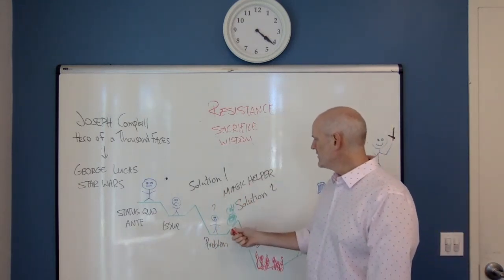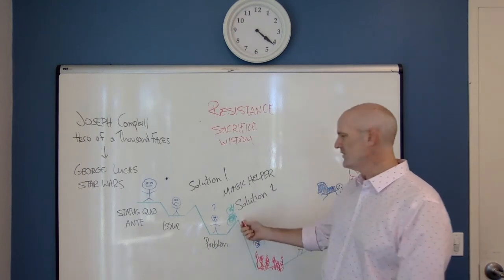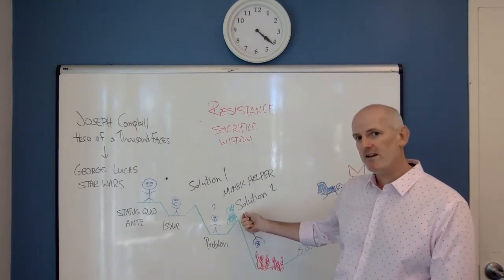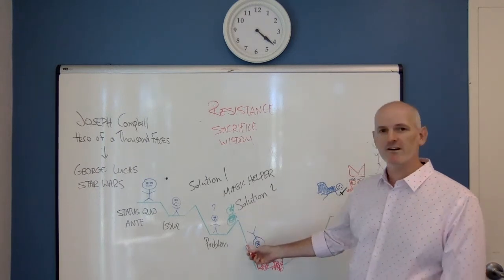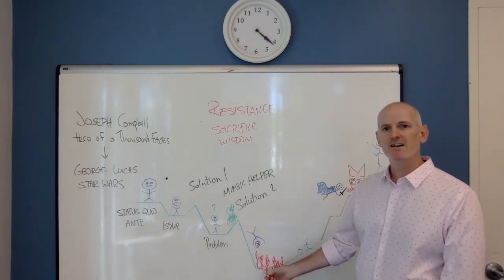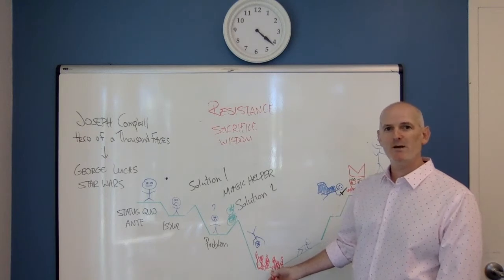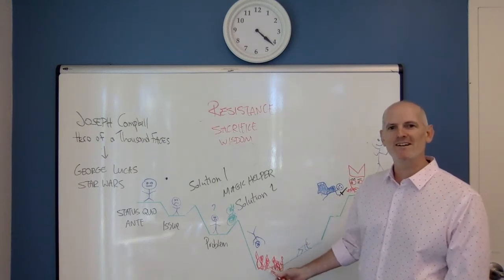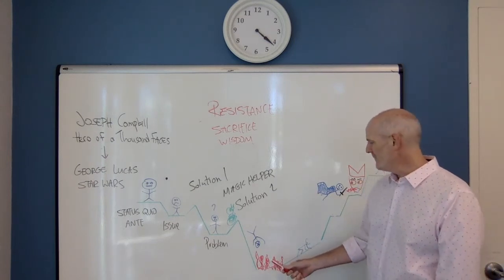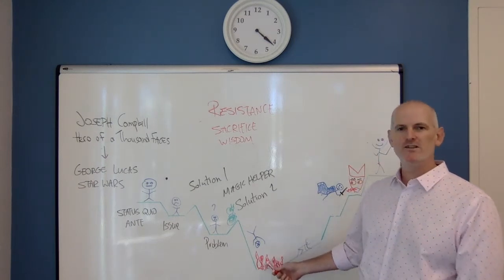Okay, so they try out solution 2 using what they think is the advice the magic helper is giving them, and that doesn't work either. And so now this is a kind of drastic descent into the pit of despair, right? And our hero, this is supposed to be flames, kind of like a hellscape. The hero then really doesn't know what to do.